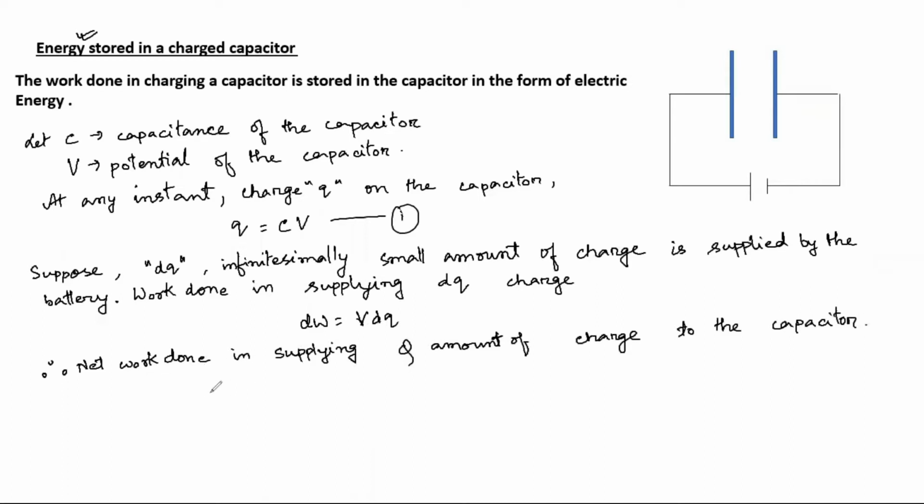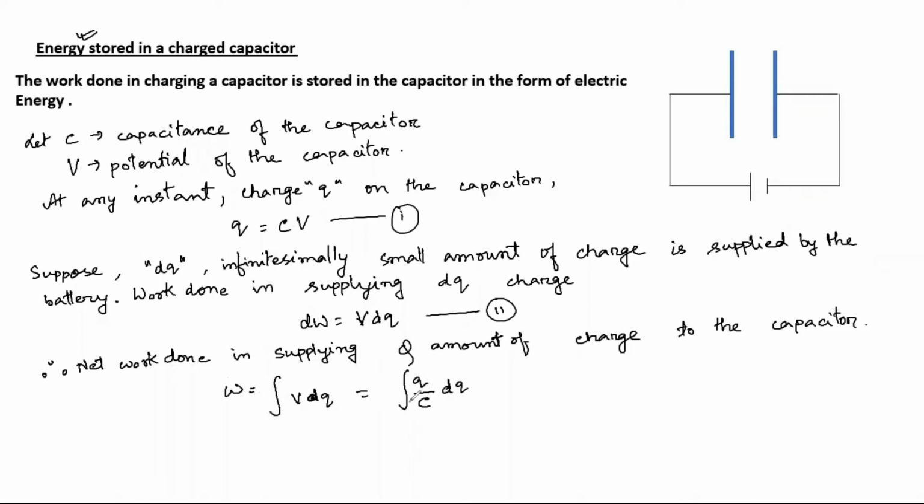That work done we can calculate by integrating this. Say this is equation number 2. By integrating equation number 2, the net work done value can be derived. So what we do here is integrate this V dq, and that V we can derive from equation 1, which gives Q by C dq.